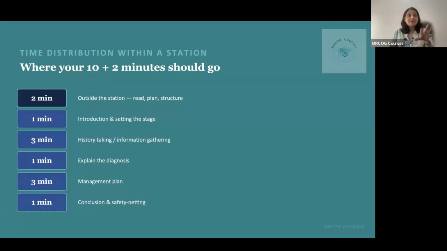3 minutes for history taking. This is something where people usually struggle. Their history taking will go up to 5, 6, 7 minutes, which should not happen, because if you do that, then you will not be able to cover the management and all the patients' questions. So history taking and information gathering, you should be able to finish in 3 minutes, maximum 3.5 to 4 minutes. Then explain the diagnosis.